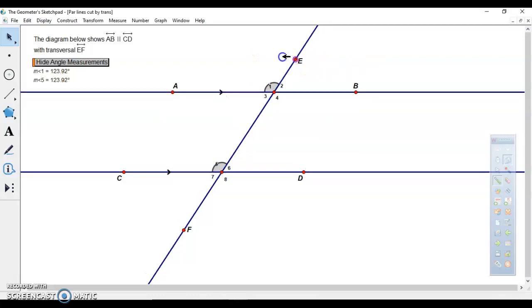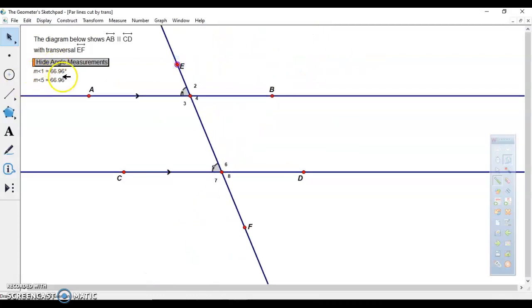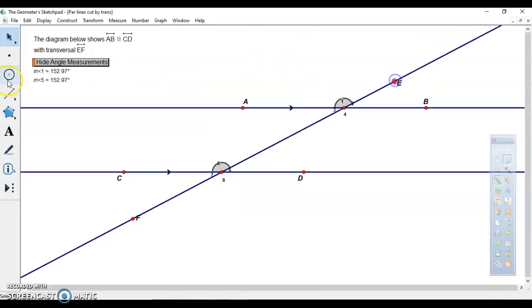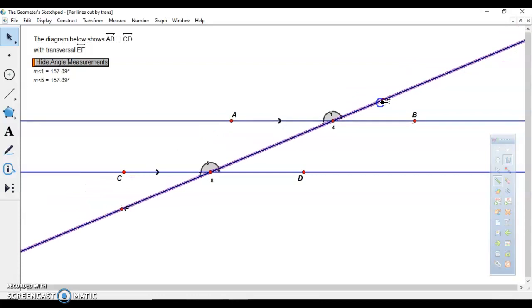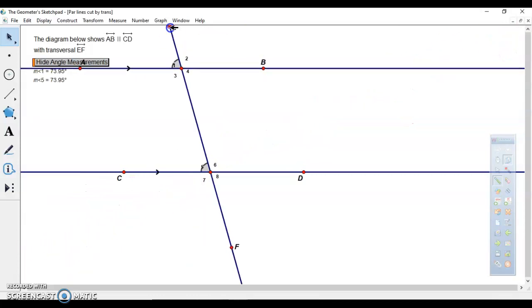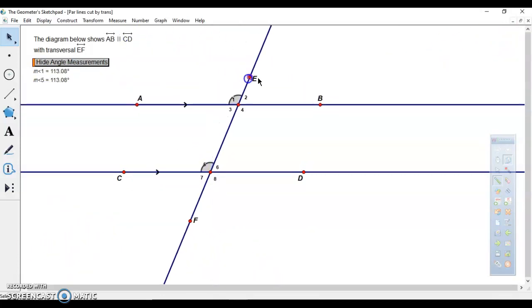Now, no matter how I move this transversal, look, same angle measure. Move it over here, same angle measure. Move it here, same angle measure. No matter where I move that transversal, or how I move it, angles 1 and 5 are always the same.